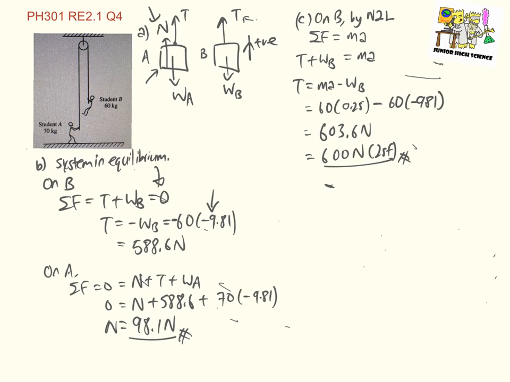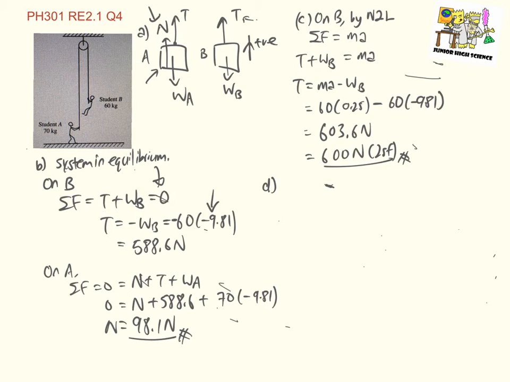Now for part D, the question asks: when student B is accelerating upwards, like in part C, will student A be put upwards off the ground? Because student B is accelerating and climbing upwards on the rope. To solve this question, we need to look at student A, because that is what the question is asking about. Is student A being put upwards off the ground?